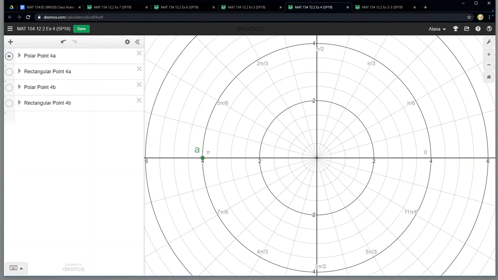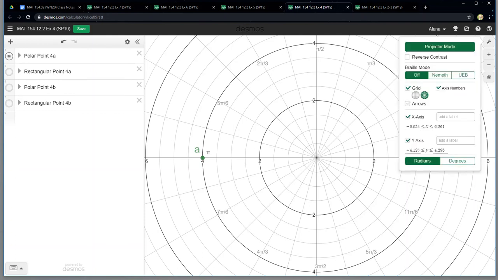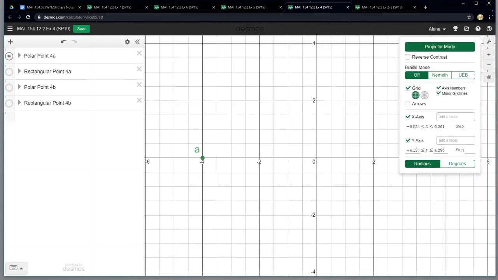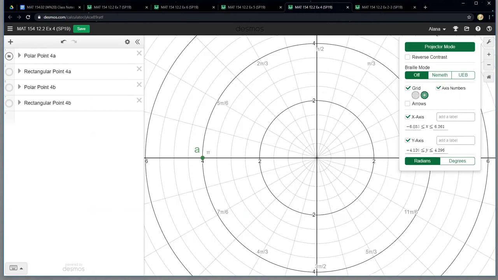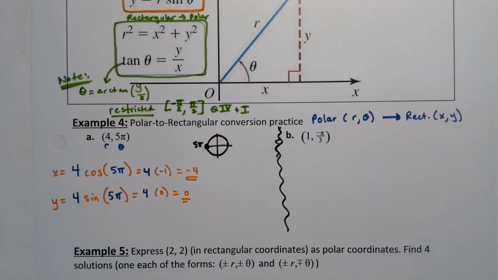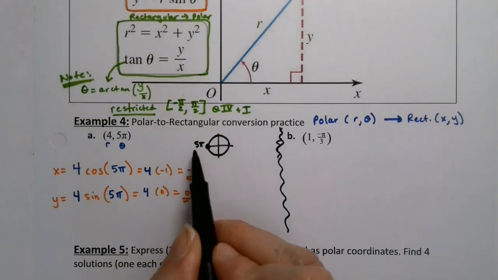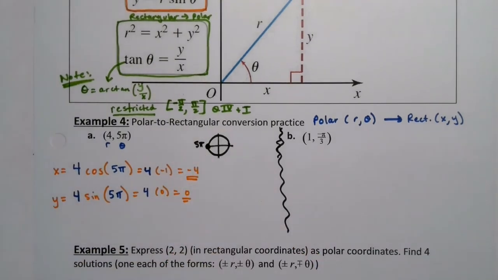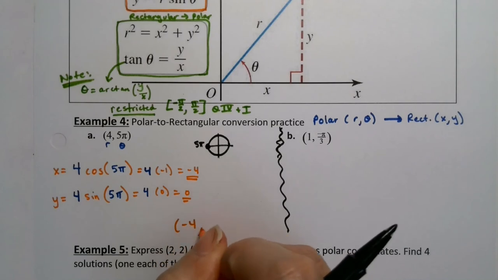But then think about what that would be in the rectangular coordinate system. It's negative 4, 0. That's what we just proved, right? So negative 4, 0, well, of course it is. I mean, look at it. I drew it right there, right? So that means that the point is negative 4, 0.